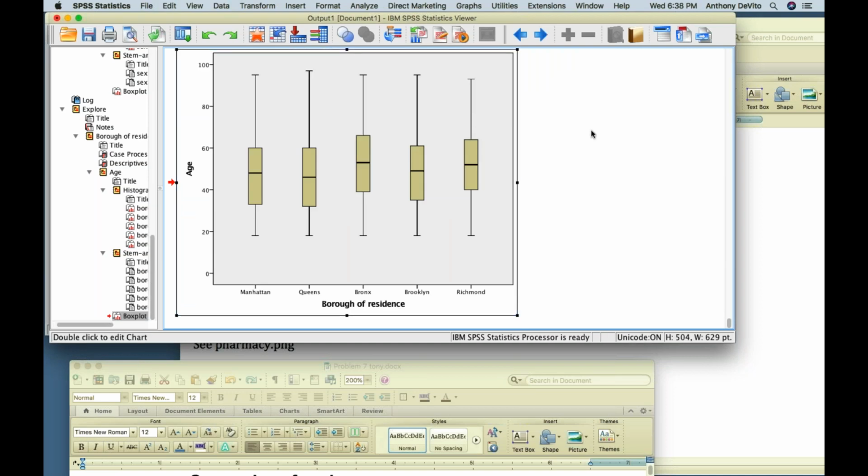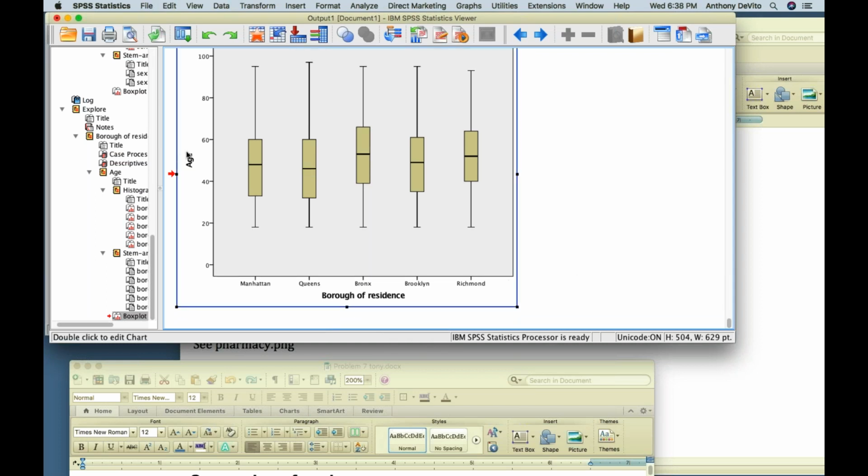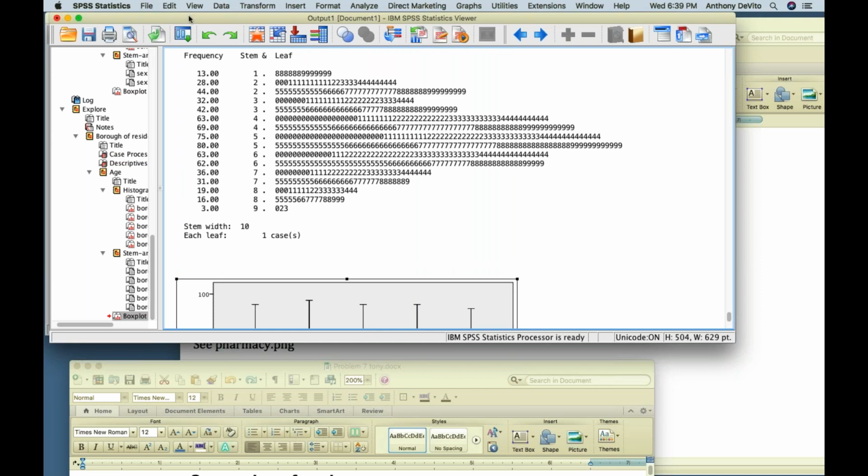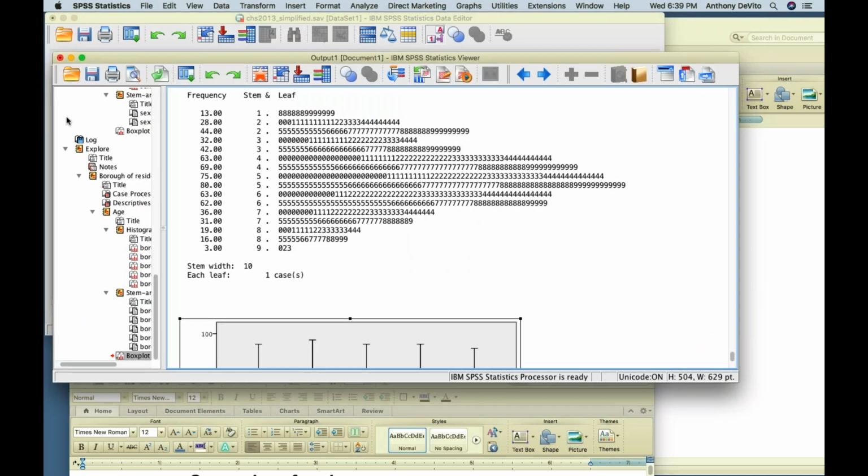So again, you can click into this, copy, paste it into a Word document. You can paste it into a report. Notice it says borough of residence down there because we changed the label, and it says Manhattan, Queens, Bronx because we changed the 1, 2, and 3 in the variable view to let SPSS know what 1, 2, 3, 4, and 5 represented, and age is represented here, right? So it's pretty interesting. That's as far as we need to go in SPSS. If you can do this, you will be able to deal with anything you'll be asked to do in SPSS on the first exam.